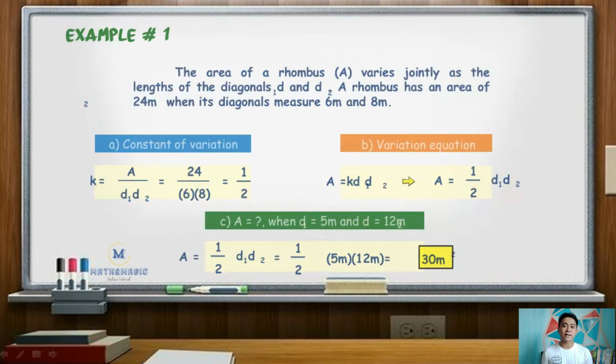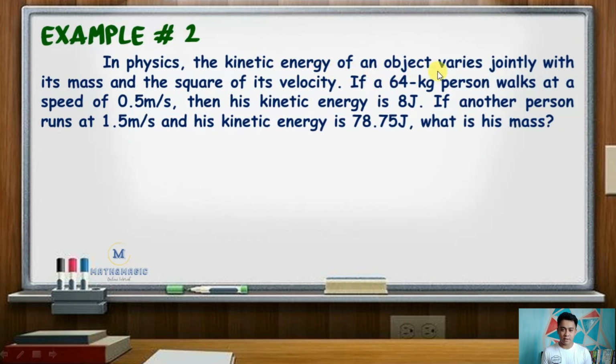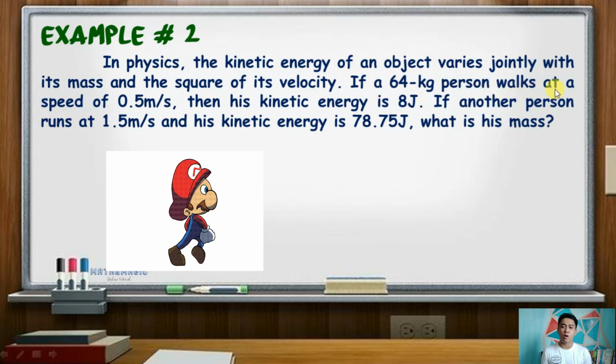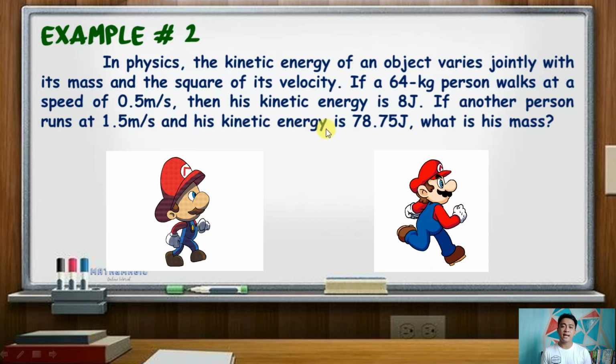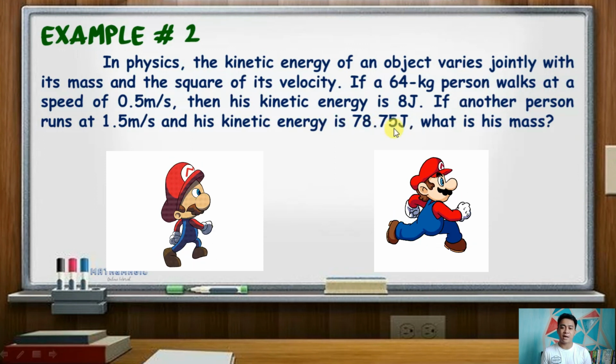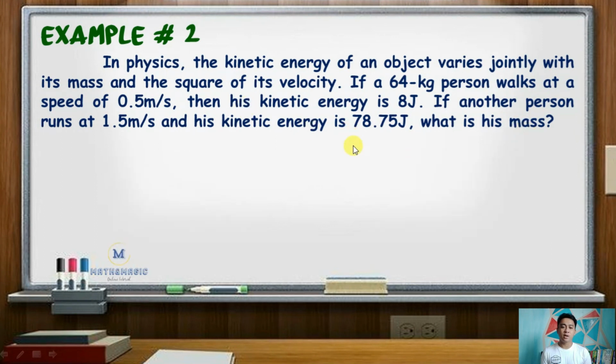For our second example, in physics, the kinetic energy of an object varies jointly with its mass and the square of its velocity. If a 64-kilogram person walks at a speed of 0.5 meter per second, then his kinetic energy is 8 joules. If another person runs at 1.5 meters per second and his kinetic energy is 78.75 joules, what is his mass?